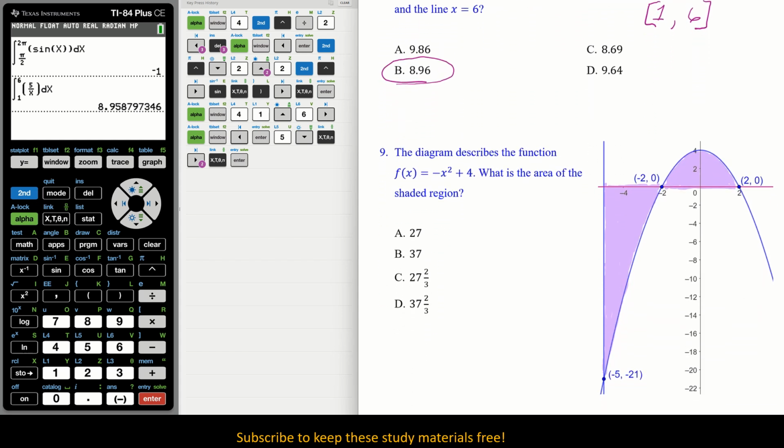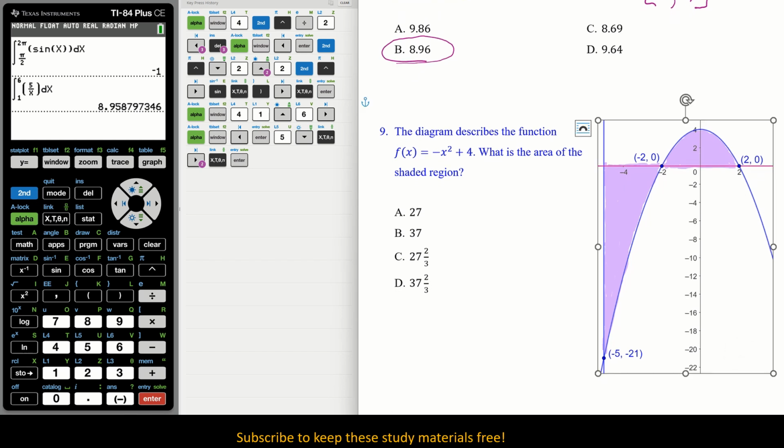Now, this is the one that is going to be a twinge different. I kind of thought on number 8 that we could do that, and I thought, no, that's not what they're asking. Number 9: the diagram describes the function negative x squared plus 4. What is the area of the shaded region? So that's how you know what to do differently. It's the difference of saying what is the value versus what is the area.